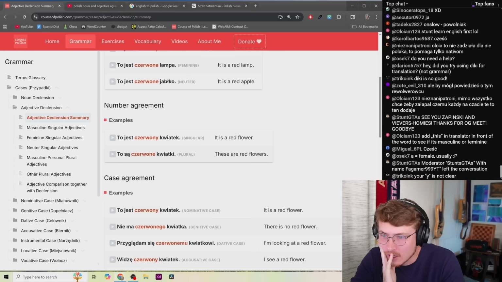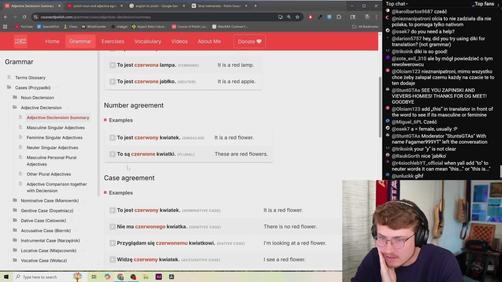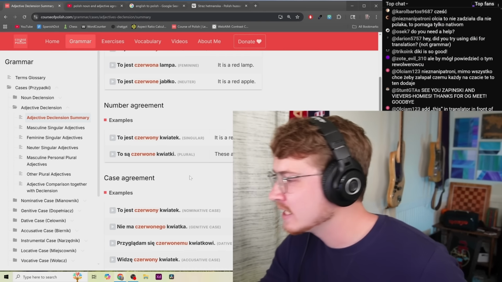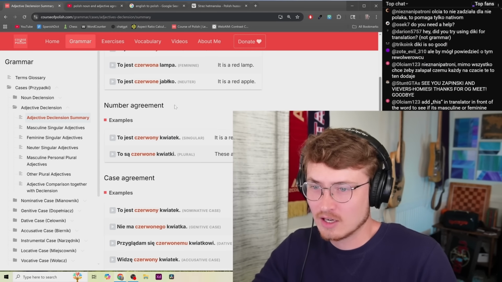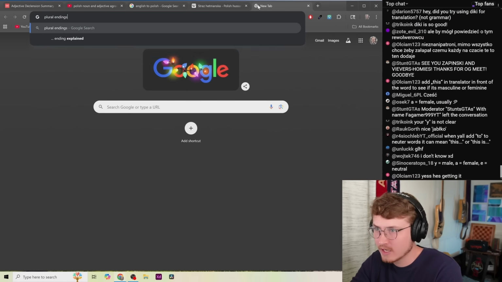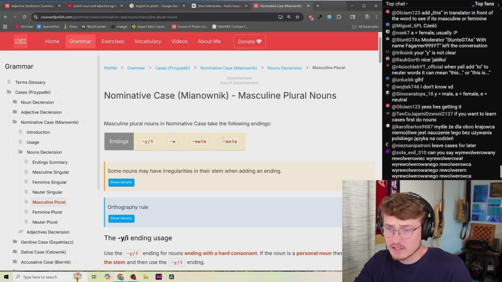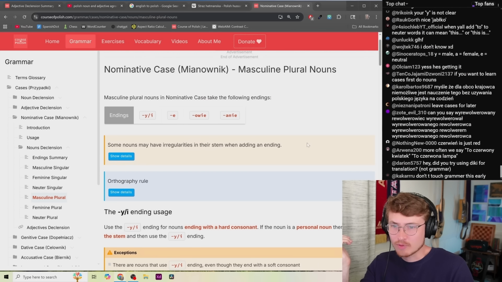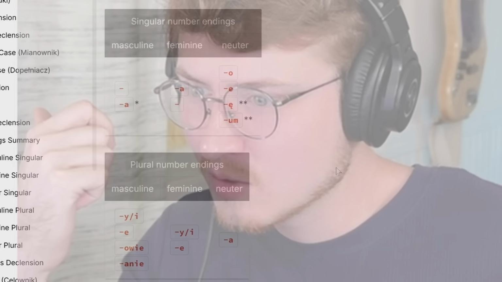Okay, so number agreement. To jest czerwony kwiatek. To są czerwone kwiatki. Okay, you know what? Maybe actually what I need to do first is learn the plurals of feminine, masculine, and neuter nouns. Plural endings for Polish nouns. This is called the nominative case. But does the ending change for plural with the other cases? So nouns, declension. What?